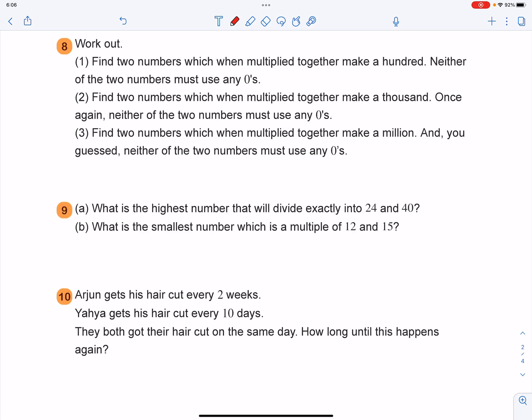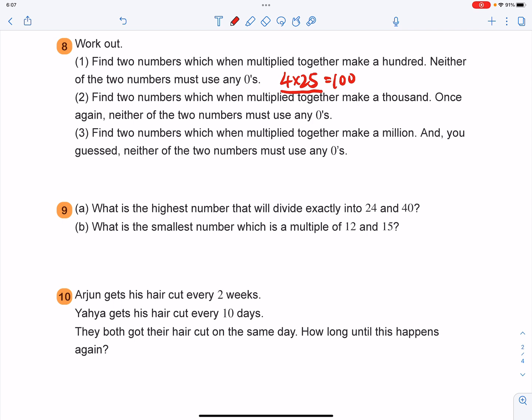Question number 8. Find two numbers which, when multiplied together, make 100. Neither of the two numbers must use any zeros. So we know that 4 times 25 equals 100. They are called friend numbers, right? We're very familiar with that.